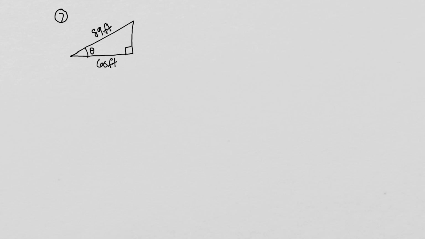Number 7, they're telling us that we've got a ramp. So here's this ramp, and the ramp is 89 feet long from the base of the ramp to the top of the ramp. And from the base of the ramp over to here is 60 feet. And what we want to do is get this angle. Now, I think we've seen this one before. This is the Greek letter theta.